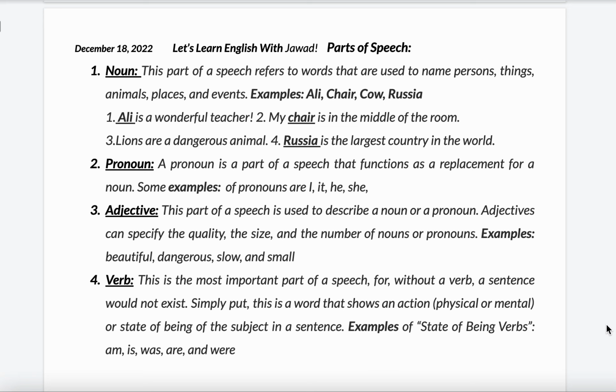I hope everybody is doing well, and today is going to be about parts of speech.